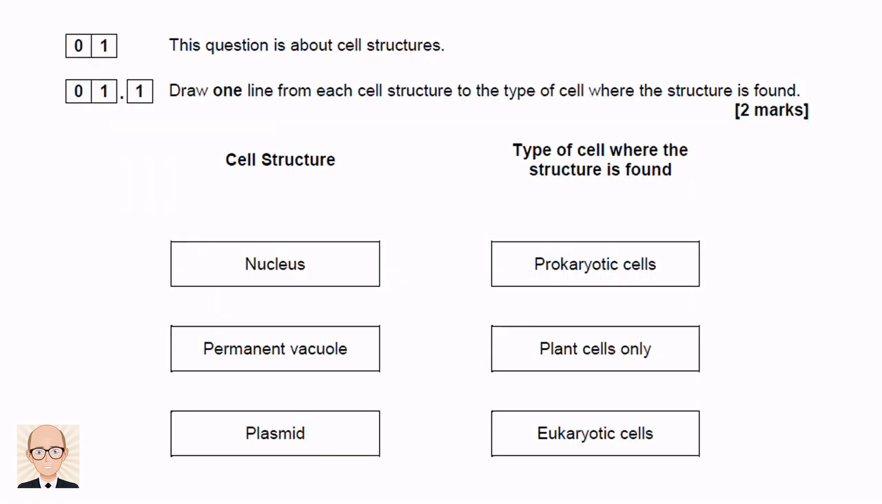So going back to the question, we should now know that the nucleus is only found in eukaryotic cells. The plasmid, as we've just seen, is found in prokaryotic cells, and the permanent vacuole is only seen in plant cells.